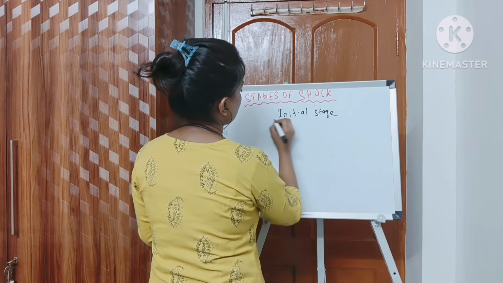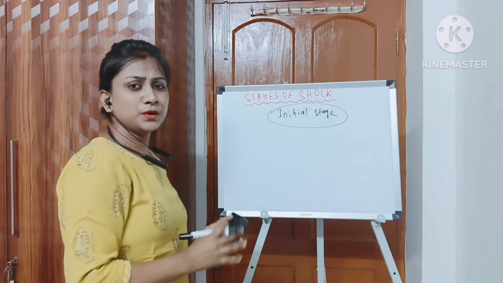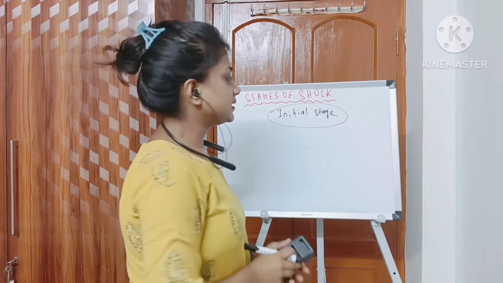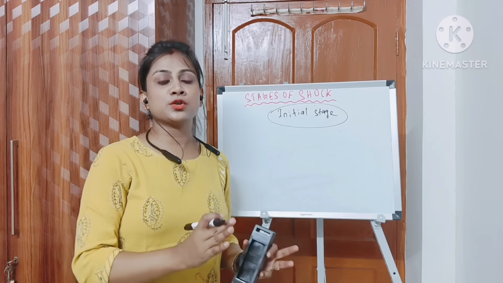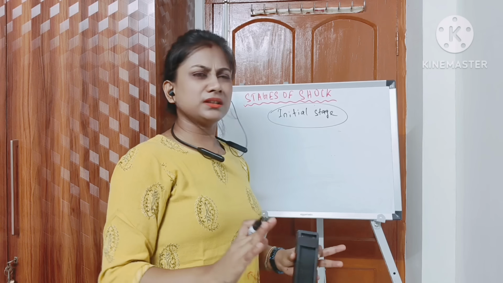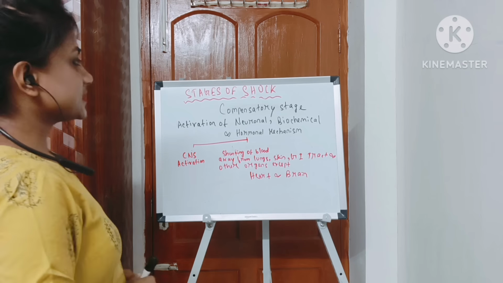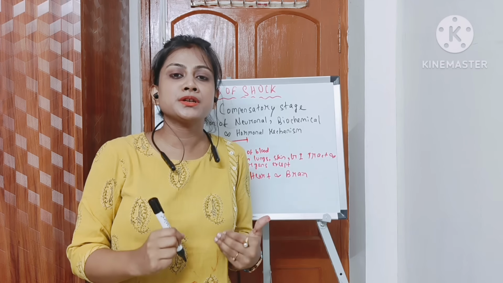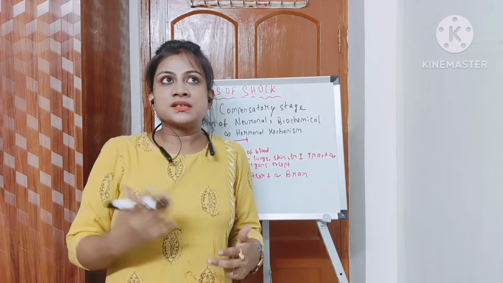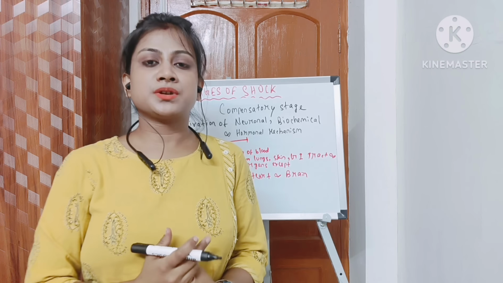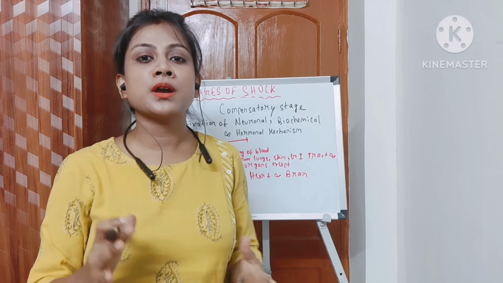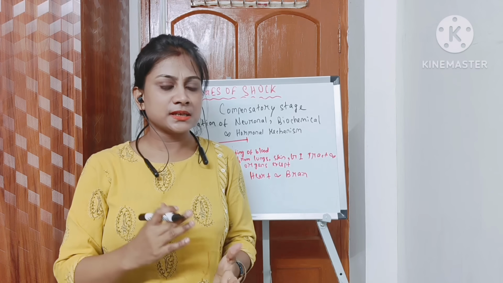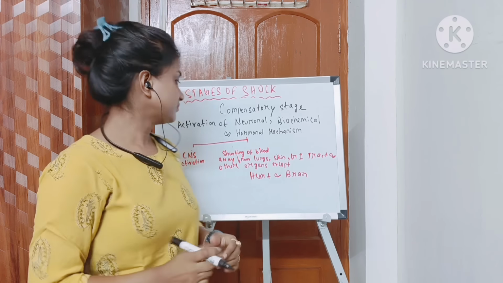The initial stage, I already told you, the changes will be few. Only the metabolism will shift from aerobic to anaerobic. Nothing more changes will be there. The next stage is, as I told, the compensatory stage. Now the body will try to assess that something is wrong and it will try to compensate whatever wrong happens to your body. So first thing, what will your body do?